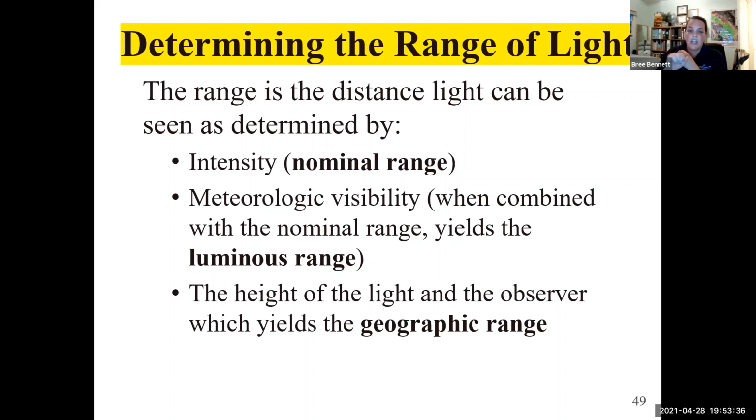The third one is our geographic range. So again, is that light really high or really low? Are you in a kayak or are you on a large cruise ship that you can see further and further out? Like you have a bigger horizon than if you were just on a little kayak or something. So we have our geographic range that even if it's a super bright light, if it's really low and I'm really low, I'm still not going to be able to see it until I get over the curvature of the earth and am within my geographic range.